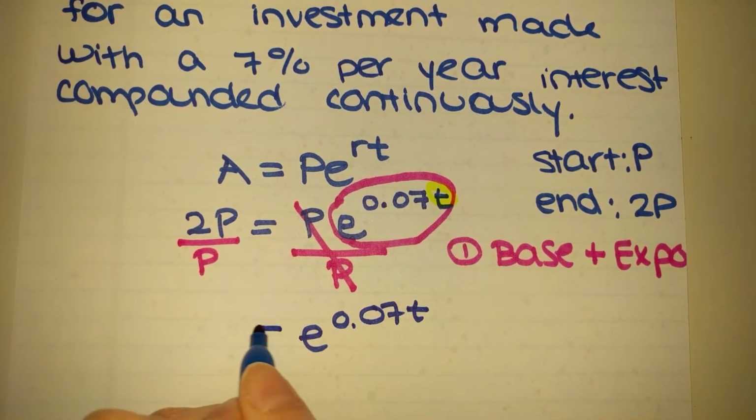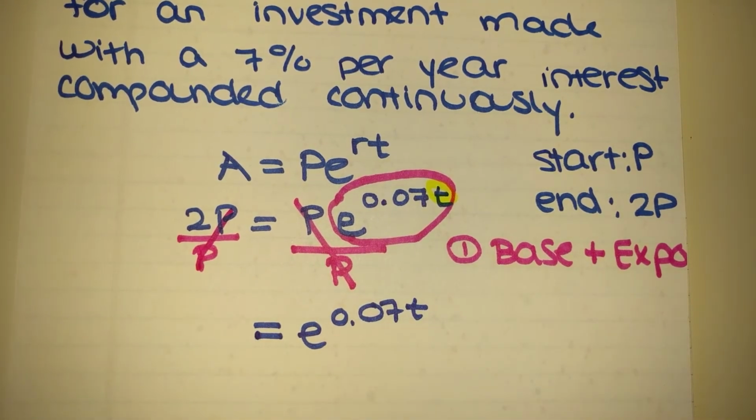0.07t. And on the left-hand side, what is so cool about this is now the P's cancel out on the left-hand side as well. So there goes our whole P variable, and now we just have one unknown that we're trying to find, which is t. So this will look like 2 equals e to the 0.07t.